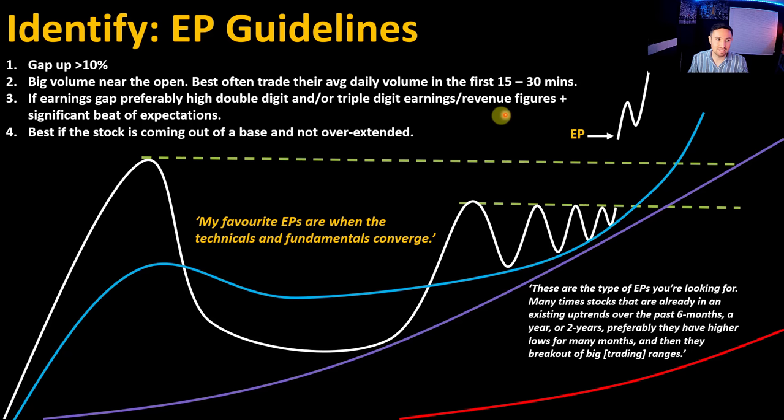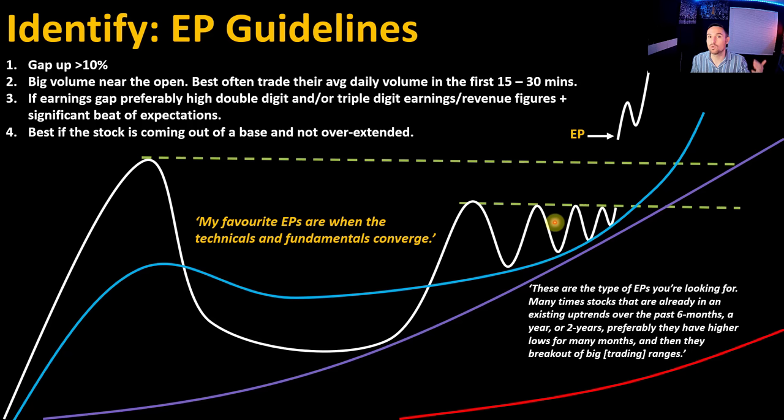It's best if the stock is coming out of a base and not overextended. So the stock's not been rallying for 2, 3, 4 months and is at the top of a rally; rather, in this instance here, it's built a big cup and handle type base, and then it's gapping out. The size of this base could be a couple of months, could be a year, something like that, and then suddenly it's coming out and beating the analyst expectations. Maybe they were expecting a dollar in terms of the EPS, but actually the company reports $2 or $3 or $4.